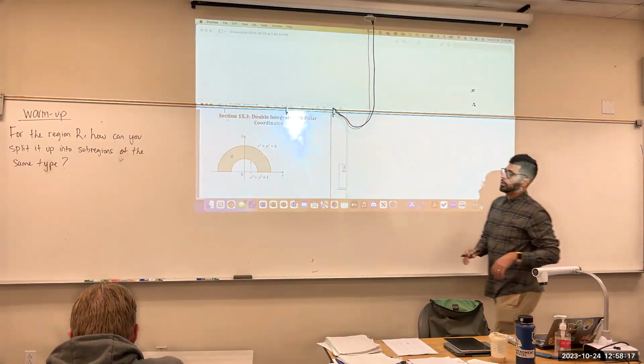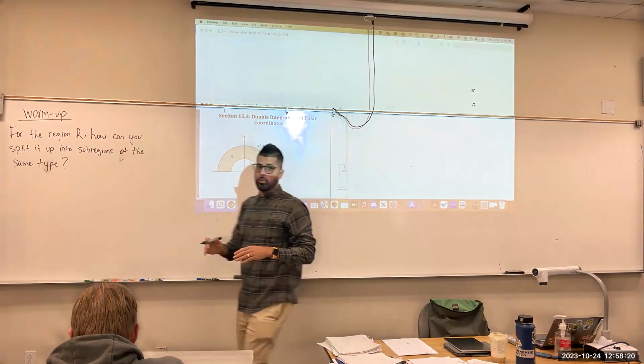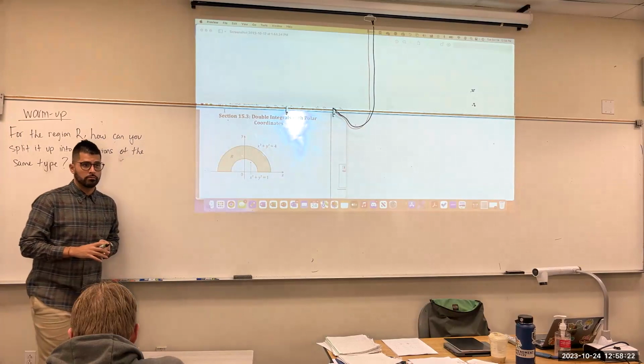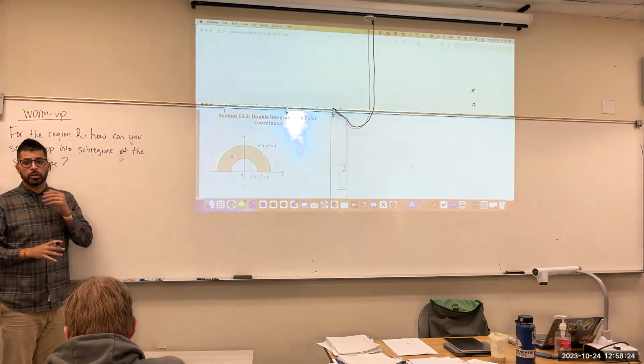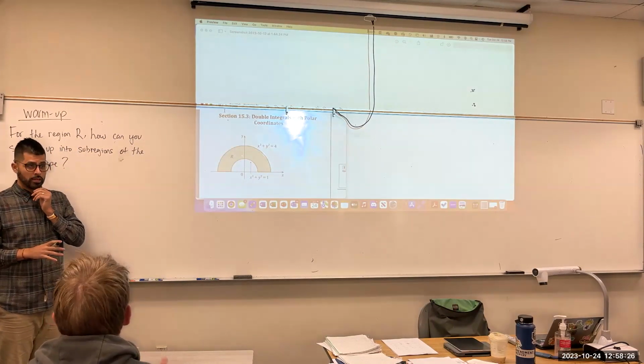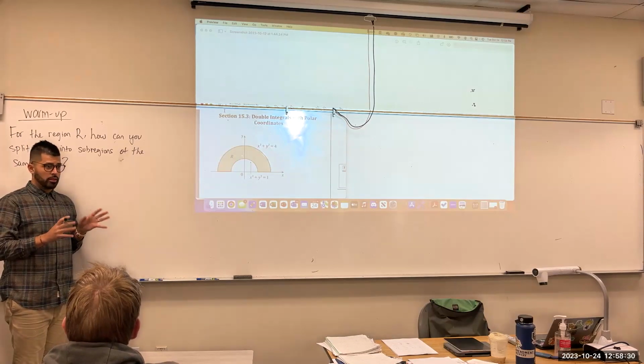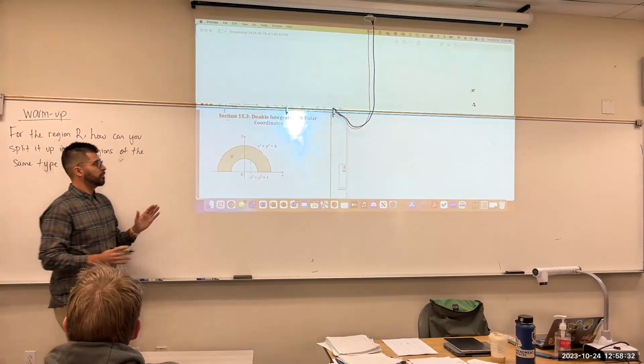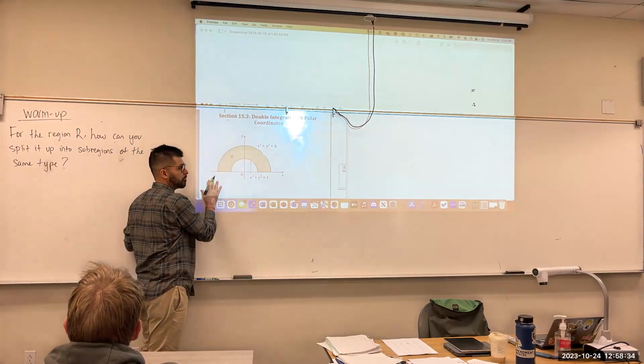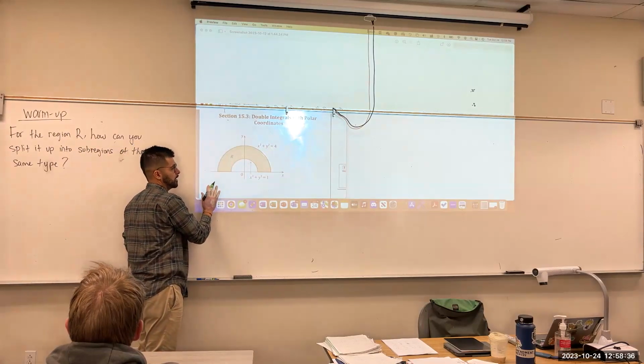All right, guys, let's see. So let's say we wanted to split it up as type 1. I want to split up all the subregions so that they're all going to be of type 1. Is that possible? What do you guys think? Yeah. Okay. So if I'm going to split it up so that each subregion is of type 1, where did you guys split it up?